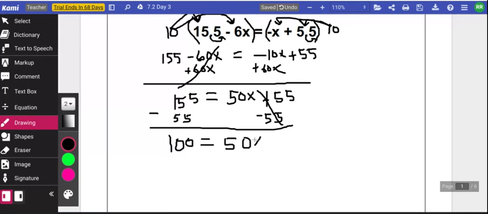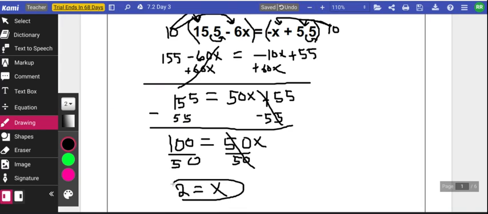Fifth and final step, solve for x by dividing both sides by the coefficient of x, which would be 50. So when I divide both sides by 50, x is equal to 100 divided by 50, which is 2. Circle final answer. So x is 2. This right here is what I should see for solving this equation.